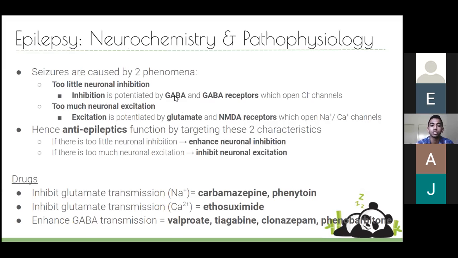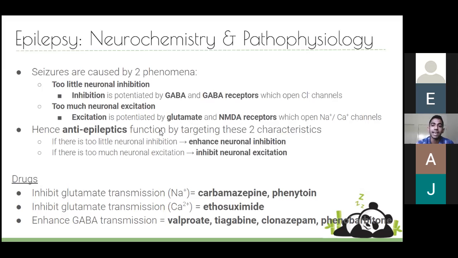Inhibition is caused by our GABA neurons. Those are the ones that are going to inhibit things in our brain by opening our chloride channels. And excitation is going to be stimulated by glutamate and NMDA receptors in particular through calcium and sodium channels. So if we've got too much glutamate going on, then we're going to have too much excitation, which is bad. If we've got not enough GABA, we're going to have not enough inhibition, which is also bad.